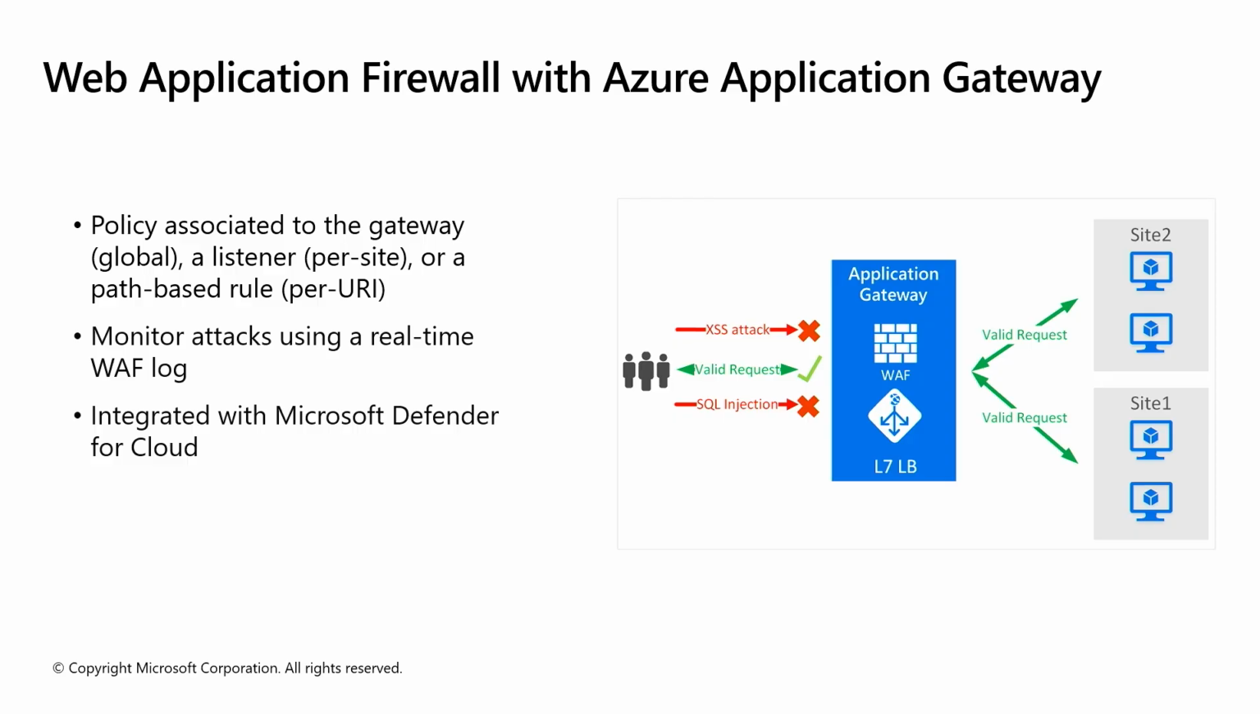Before you start running the Web Application Firewall, you need to create a policy and then later associate it to your, in this case, Azure Application Gateway. You can either associate it to the whole gateway, or maybe you want to associate it to a specific listener, or maybe to a specific path-based rule.